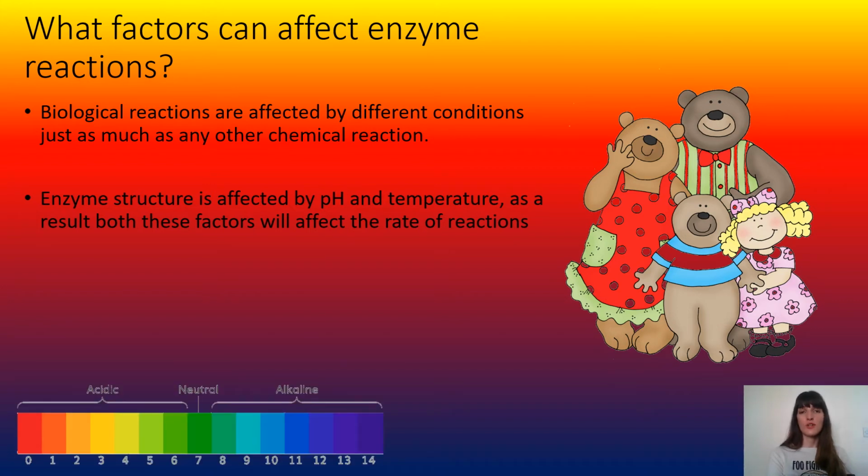They like a certain pH and a certain temperature. Each enzyme is different, so one enzyme may prefer a pH of 3 and one may prefer a pH of 10, and the same with temperature. But each enzyme has what we call an optimal or an ideal set of conditions.